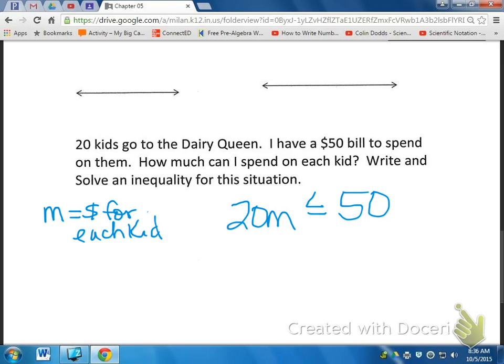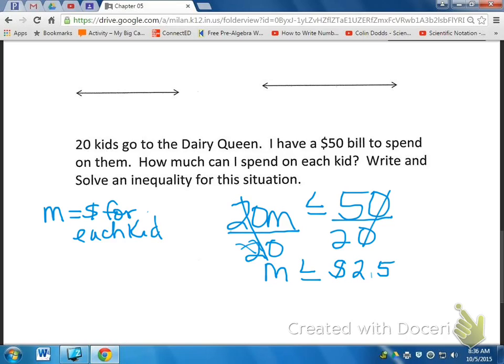Okay, and how am I going to solve that, Logan? You take 20M and you divide it into 50. So I'm going to divide both sides by 20. Good. So 20 divided by 20 is gone, and M is less than or equal to 50 divided by 20. Money-wise, Logan, a $5 bill split in half would be $2.50. So I could spend less than or equal to $2.50 on each kid. Okay, questions about that?